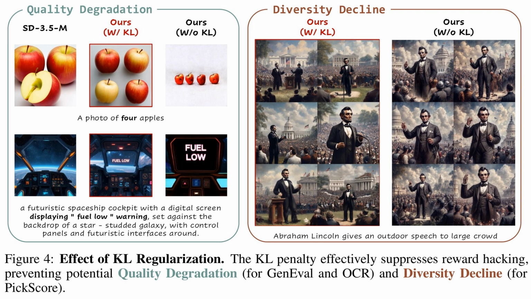This helps prevent the model from over-optimizing on one specific task, a problem often called reward hacking. You can see on the left, without this KL regularization, the image quality for 4 apples, or the fuel low text, degrades significantly. And on the right, for the Abraham Lincoln prompt, the diversity of images collapses without it. So this KL regularization is key for robust, well-rounded improvements.